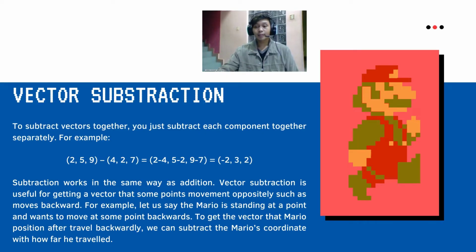Our second methodology is vector subtraction. Subtraction works in the same way as addition. Vector subtraction is useful for getting a vector that points from one position to another. For example, let's say Mario is standing at a point and wants to move to some point. To get the vector that Mario needs to travel to arrive at the point, we can subtract Mario's coordinate from the point of the destination.